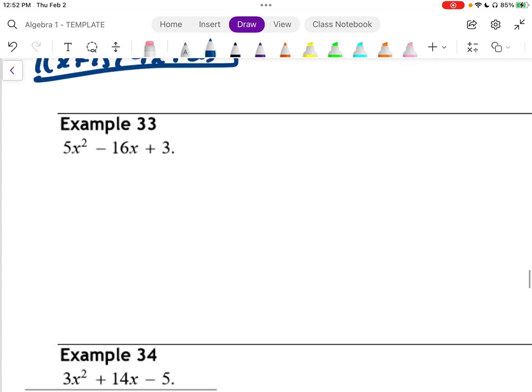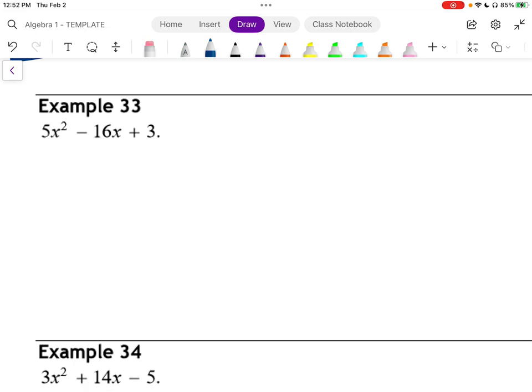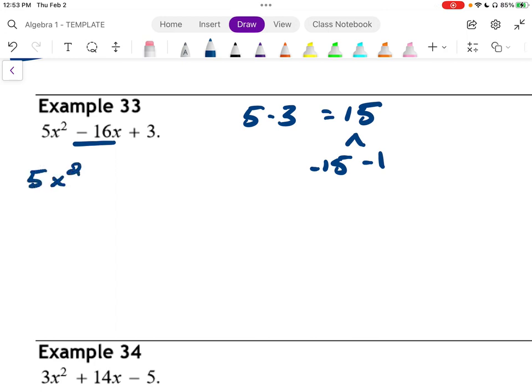Let's look at 33. I take the first and the last. 5 times 3. That is 15. Now I want two numbers that multiply to be a positive 15 and then add up to be a negative 16. Well, that's going to be negative 15 and negative 1. So I'm going to break this apart and say, well, 5x squared minus 15x minus 1x plus 3.